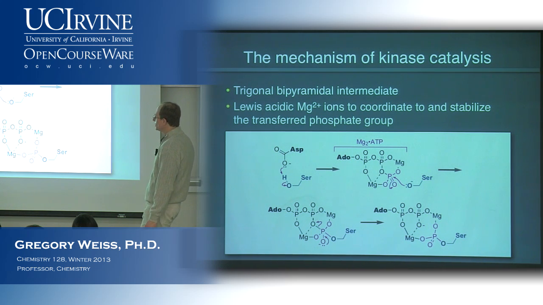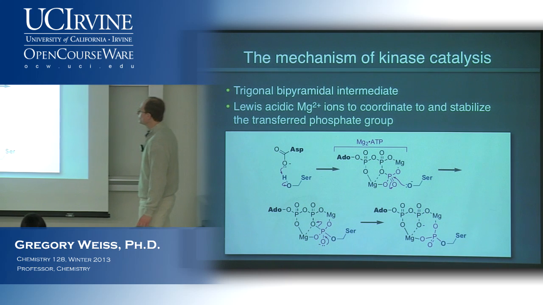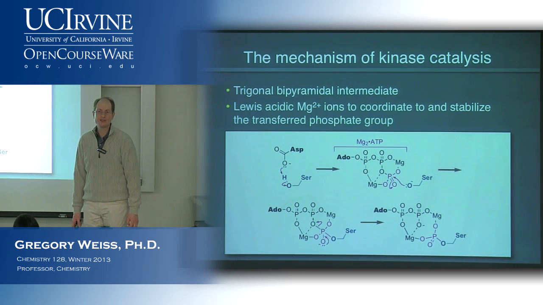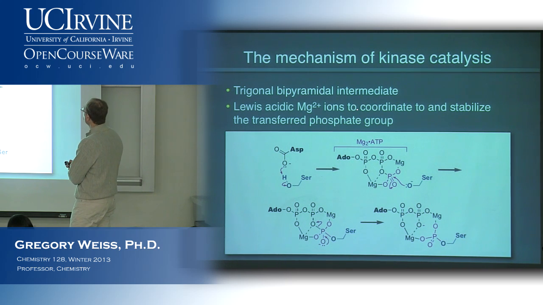Okay, so to summarize, the most important aspect of this is the notion that the magnesium ions are playing several roles to make this reaction possible. First, they're coordinating and stabilizing the transferred phosphate group as a Lewis acid. So that helps accelerate the reaction.